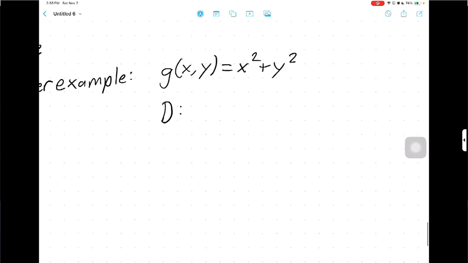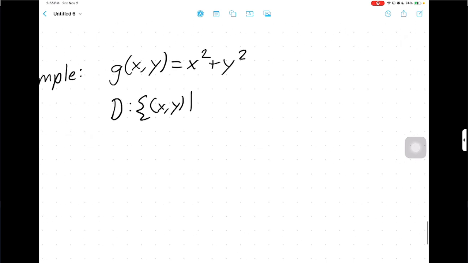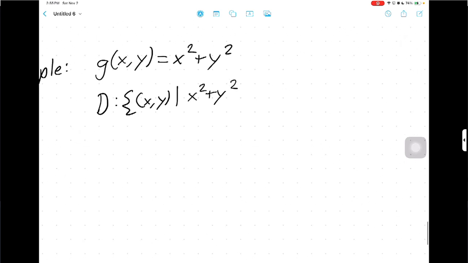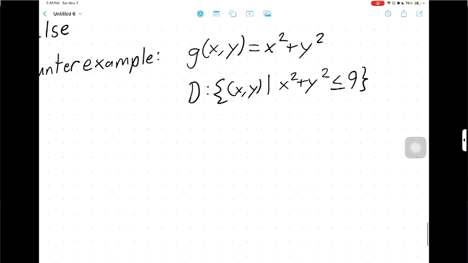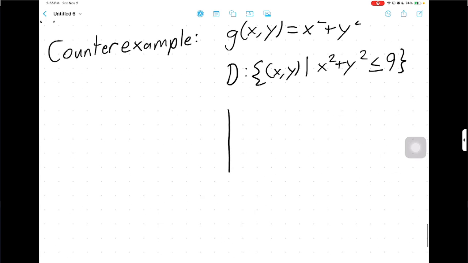Let's suppose that g of xy is equal to x squared plus y squared. And suppose we had a region which is as follows. I'm just going to be very cheeky with this and just do the circular region, x squared plus y squared is less than or equal to 9. If we graph this, our region here is just going to be a circle, like so. And then our function is just going to be doing whatever.